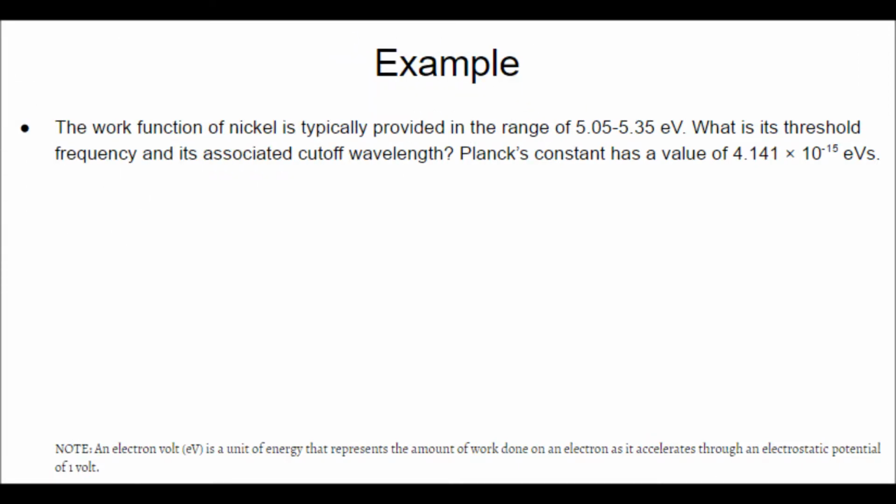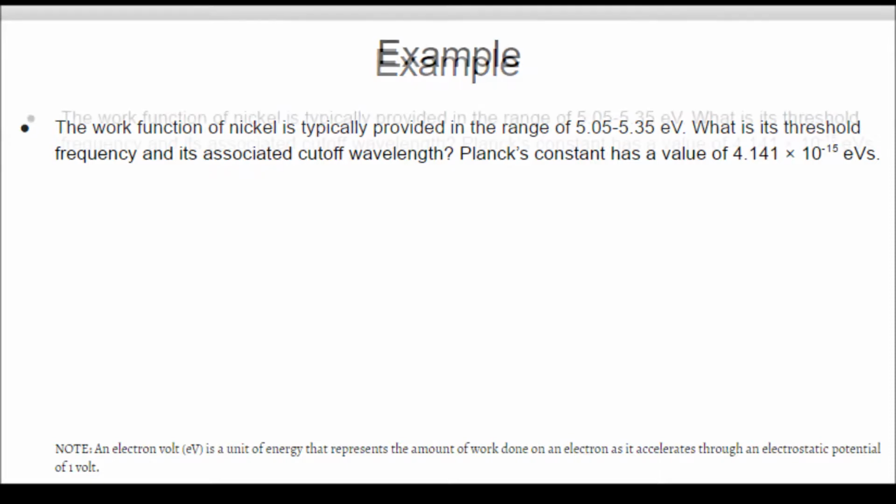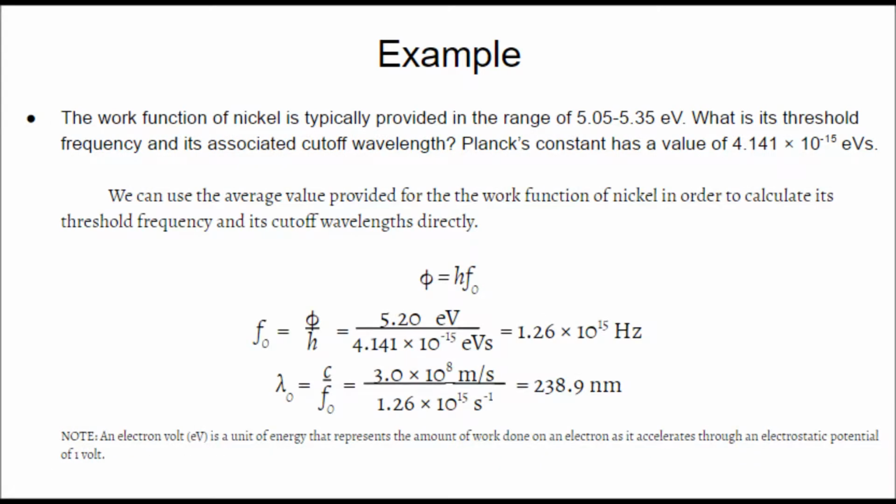Now for a quick example. The work function of nickel is typically provided in the range of 5.05 to 5.35 electron volts. What is its threshold frequency and its associated cutoff wavelength? Remember that Planck's constant has a value of 4.141 times 10 to the negative 15 electron volt seconds. We can use the equation shown earlier that relates a material's work function to its threshold frequency and rearrange it to solve for f naught.